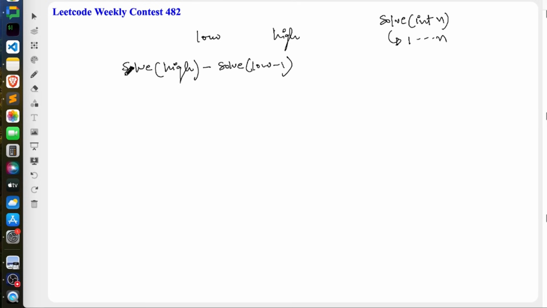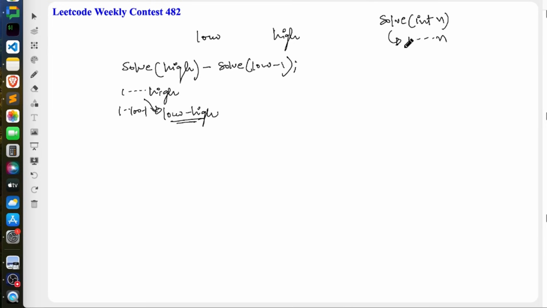Low minus 1. If you have this function, then you don't have to worry about low to high, just do solve(high). This will give you all the balanced numbers from 1 to high, and just subtract all the numbers from 1 to low minus 1. What you are left with is all the numbers from low to high, right? So that's the alternate way to find the balanced integers from low to high. That's the first step. Now let's see how we can build this solve function.